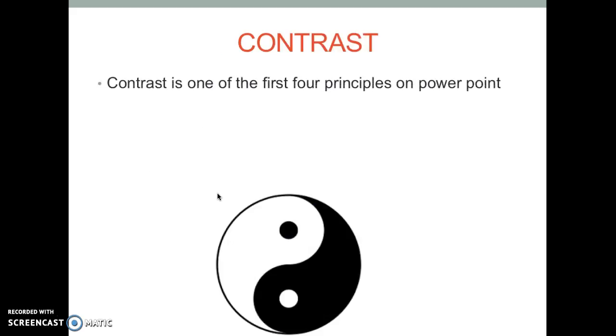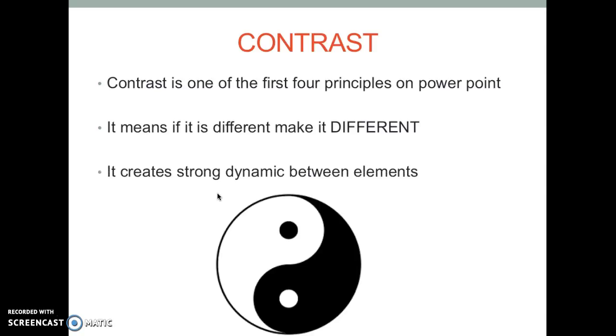So contrast. Contrast is our first of 4 principles in a PowerPoint. And I chose this yin-yang symbol because it is the definition of contrast. Left, right, total opposites, different. Whatever you have in your presentation, if you want something to stand out and be different, make it different. Don't kind of make it, oh, I'll change one thing. No, make it different.